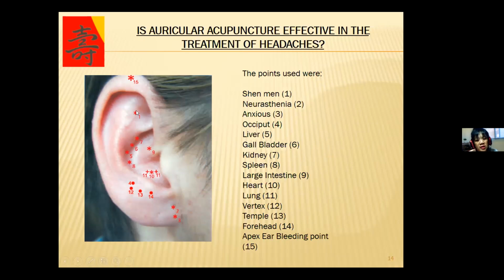I usually treat the anxiety points, here. Here is the point to sleep well. And here are the liver, gallbladder and kidney, and here the spleen, all to balance yin, yang, qi and blood. And here is the large intestine, to take out the wastes in the large intestine. And here are the heart and lungs.